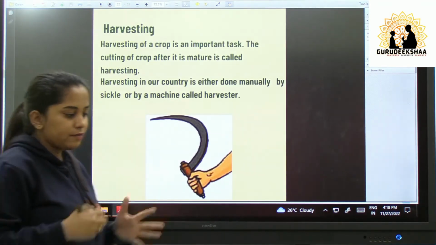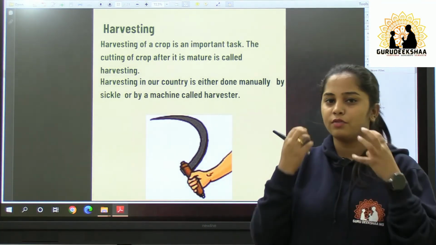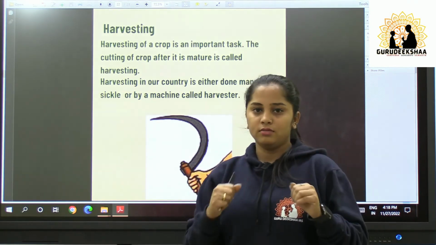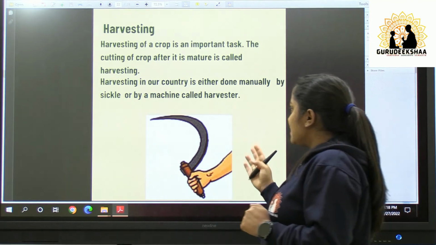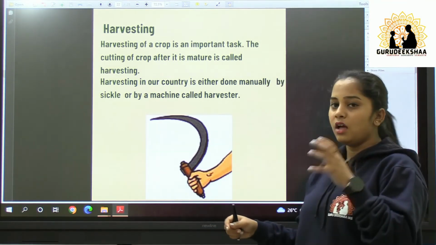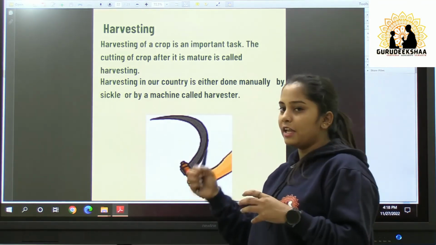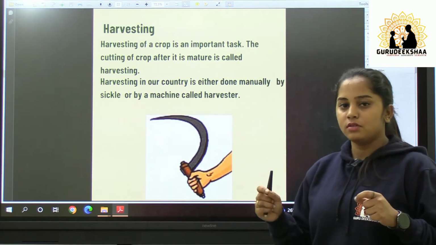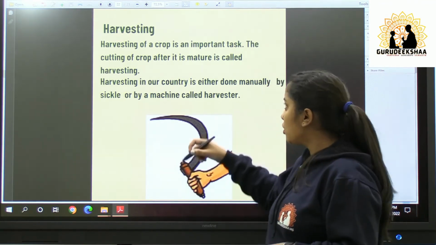Next, now everything is ready. We have removed the weeds, we have put the manure, we have done the irrigation. Now the crop is ready to be cut down, which is known as harvesting. Harvesting is done by the harvester using a sickle. This is a sickle, with a wooden handle and an iron blade which will be very sharp. In ancient times, for the removal of crops, they used a sickle.